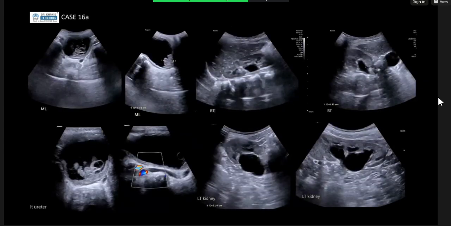Can you know the age of the patient? Patient is 1 year old, and what they thought was a palpable mass in the pelvis.